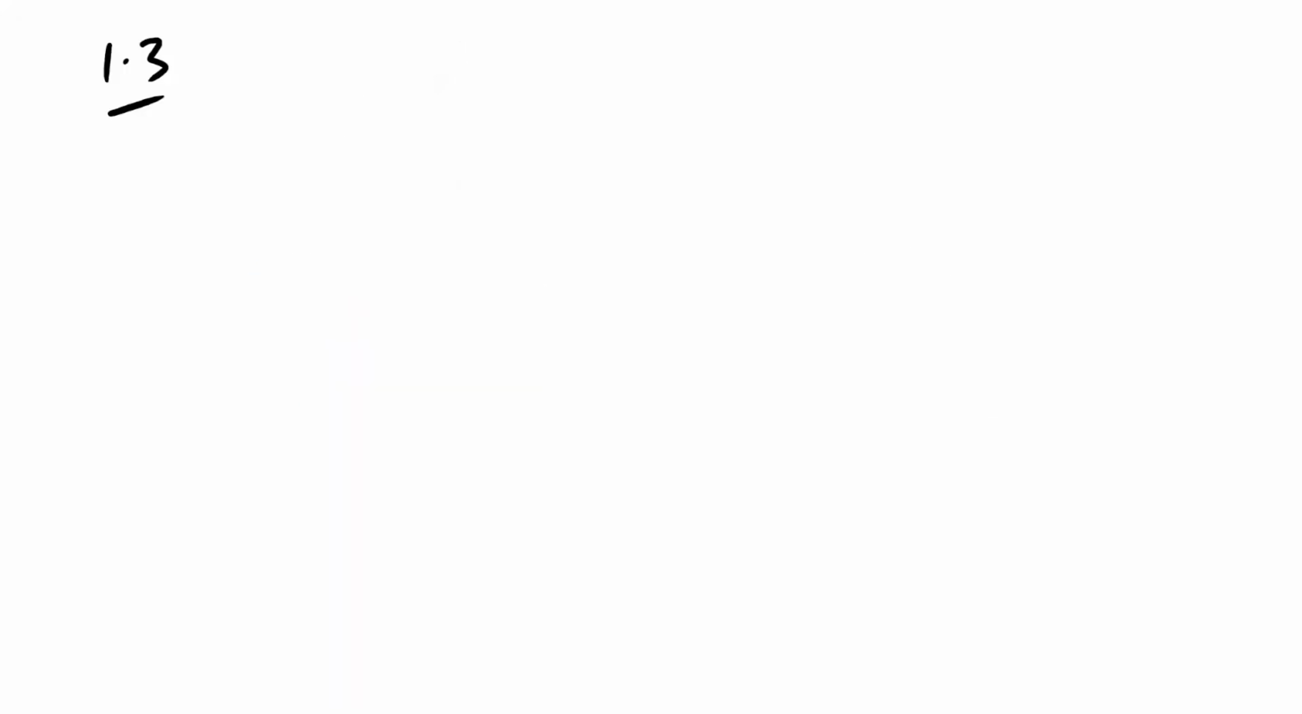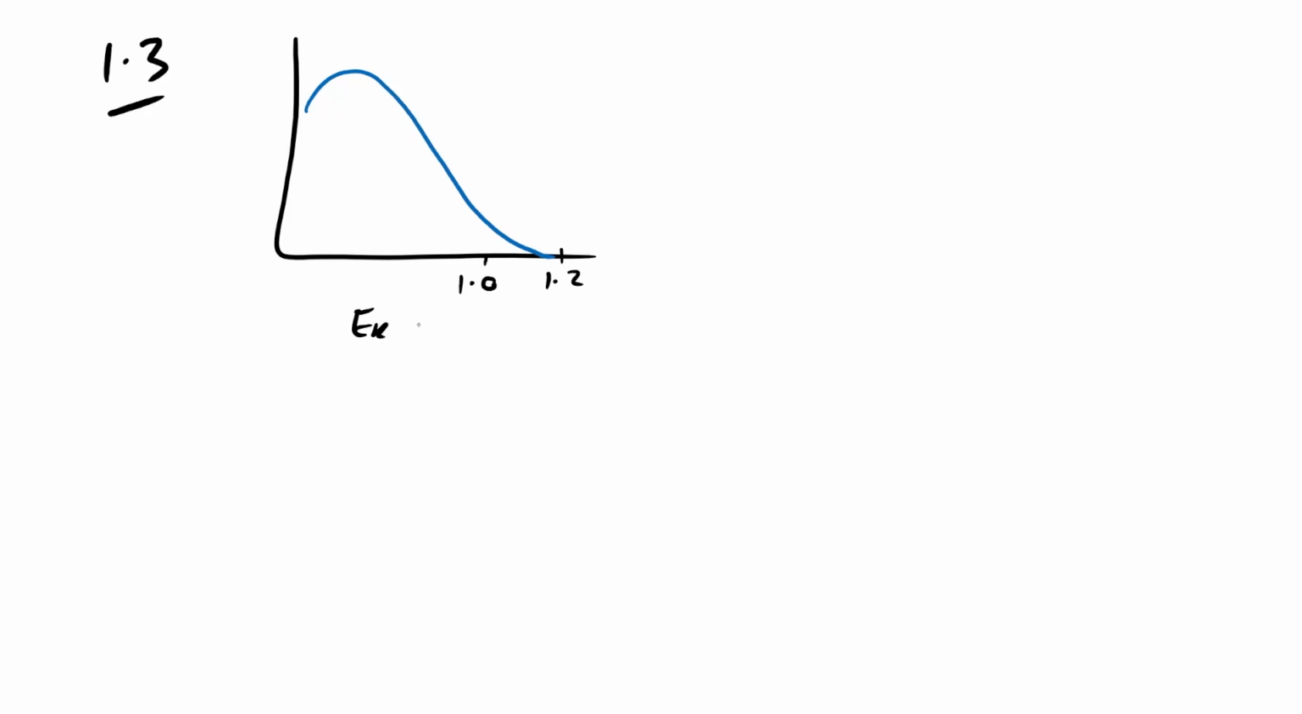1.3, we have this graph here of kinetic energies, and it reaches 0 just before 1.2, I think. And this is kinetic energy in megaelectron volts. And this is the number of beta particles with that energy. Kinetic energies emitted from bismuth are analysed. They have a range of kinetic energies. Total energy released when each nucleus decays is 1.2 megaelectron volts.